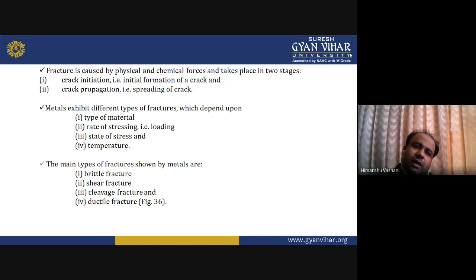So in order to avoid fracture, we should try to avoid these two stages. If the initial stage is avoided, then the second stage will automatically get avoided.